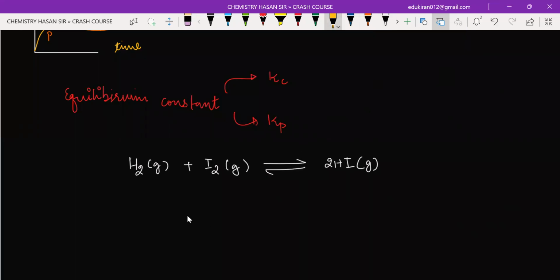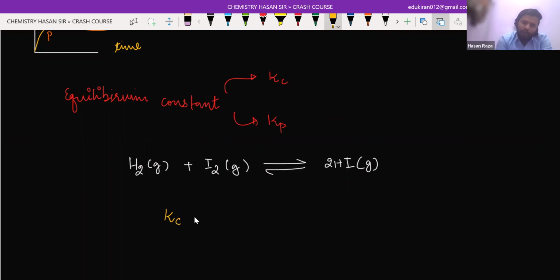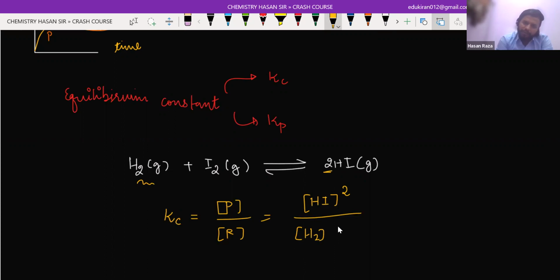Yes, sir. Okay. So if you are going to write the value of Kc, Kc will be equal to the concentration of product upon concentration of reactant. Like this is your HI, so I write HI, and whatever is its stoichiometric coefficient will be written as the power. Then product multiplication. And look at the stoichiometric coefficients, 1 and 1, so the power will be 1 and 1.